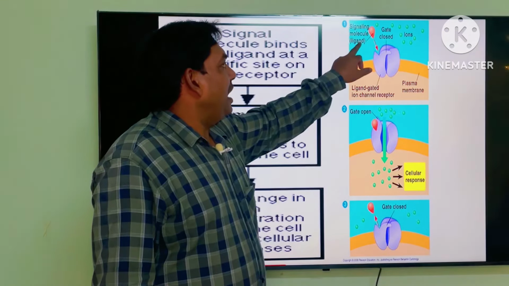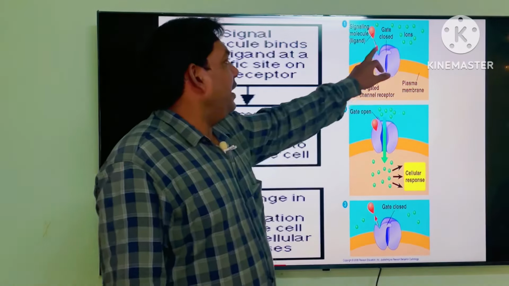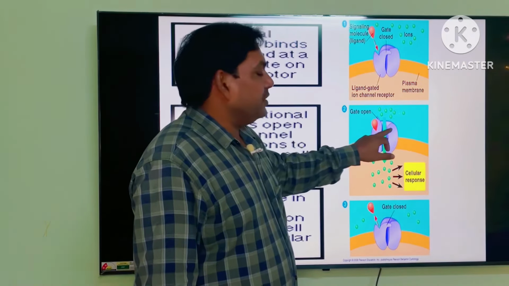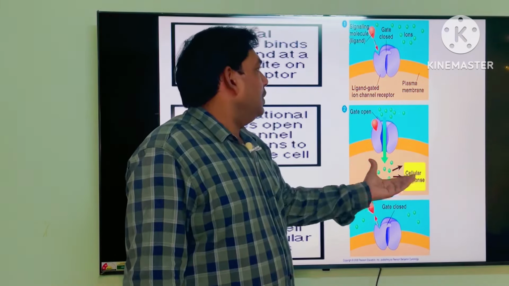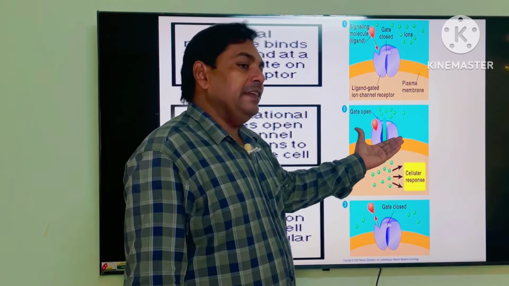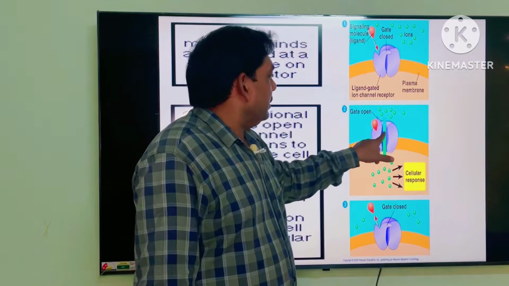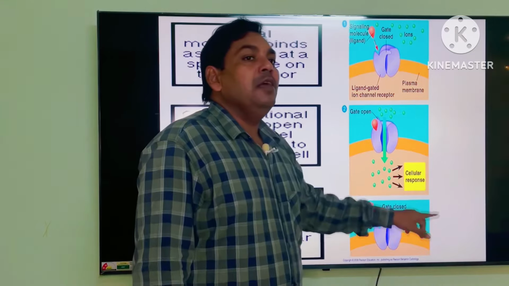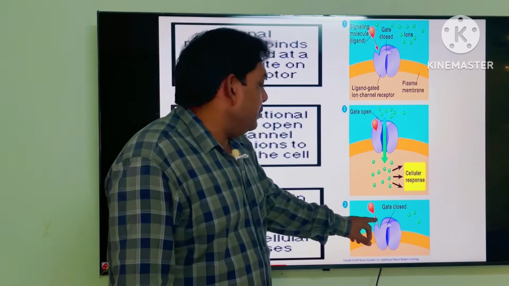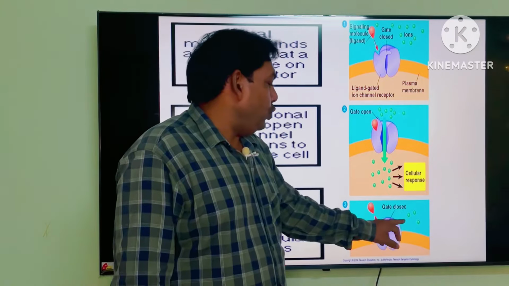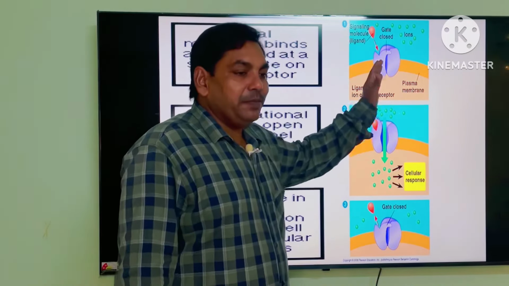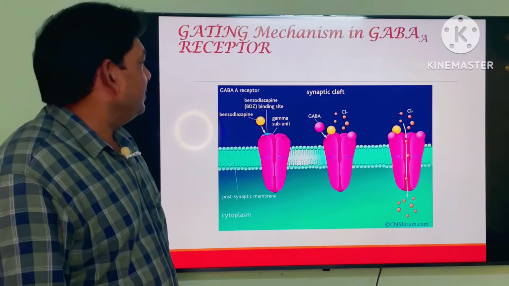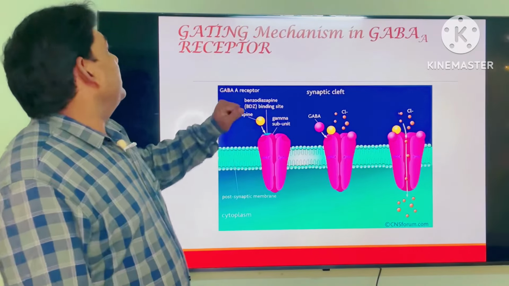That is the ligand, and it binds to that particular receptor. The gate is closed before the binding. After the binding, the gate changes the configuration of the ionic channel, the ligand gated ionic channel, and opens the gate and passes the ion from external to internal, and that ion produces the cellular response. After removal of the ligand, the pore closes again. That can be explained very well by this structure.